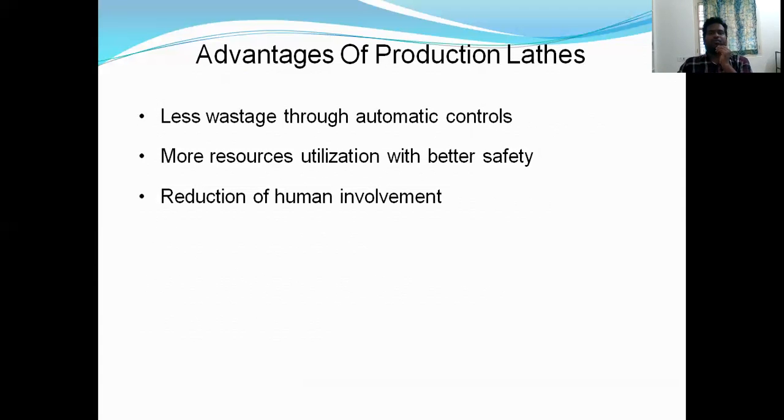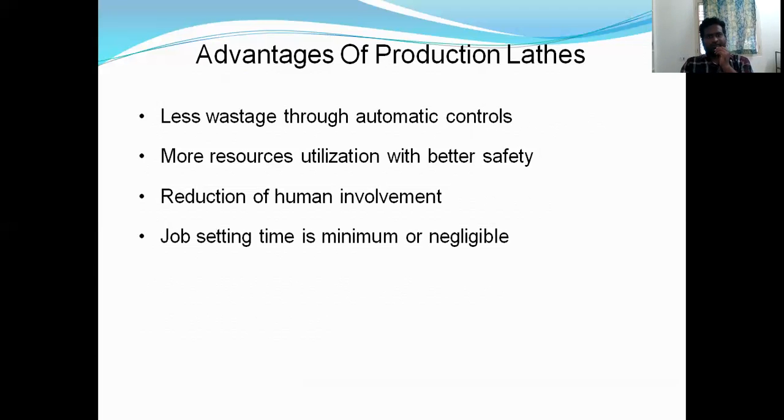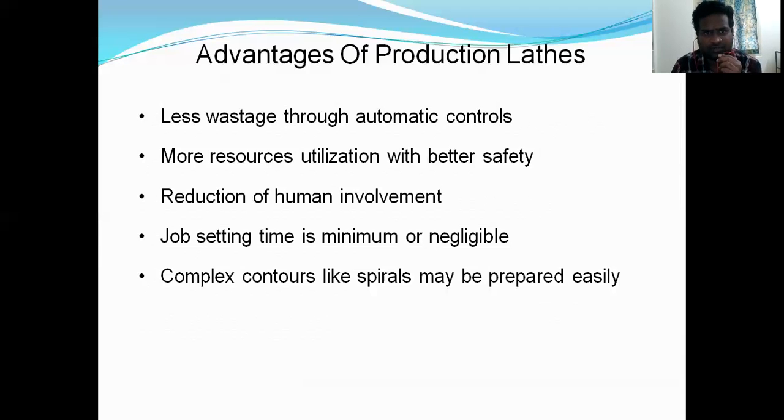And reduction of human involvement. We already covered this point, that human involvement is reduced. Job setting time is minimum or negligible. We use different fixtures for holding the workpieces, so for that reason job setting time is minimum, and sometimes it is negligible. That's why production lathes have these advantages.